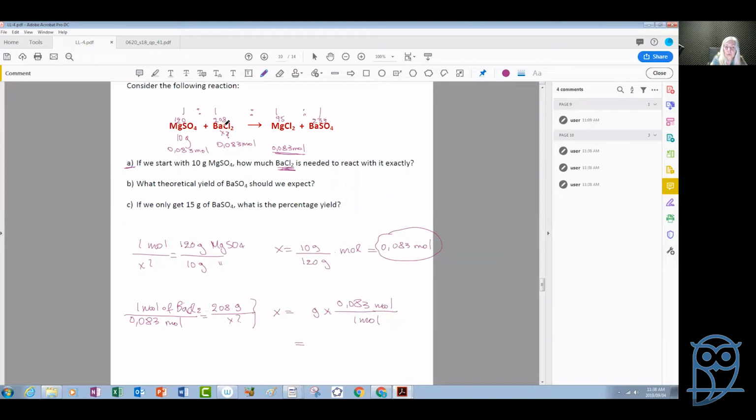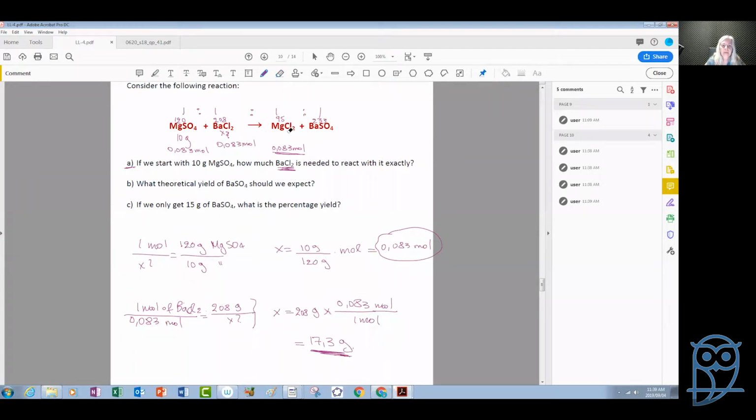Correct mass of the 208 of barium chloride. So this is 208. If I solve here for x, it's 208 grams times this inverse, 0.083 divided by 1 mole. I hope this is correct. Oh, 17.3 I find. 17.3 grams. So in other words, 0.083 moles of barium chloride have a mass of 17.3 grams.